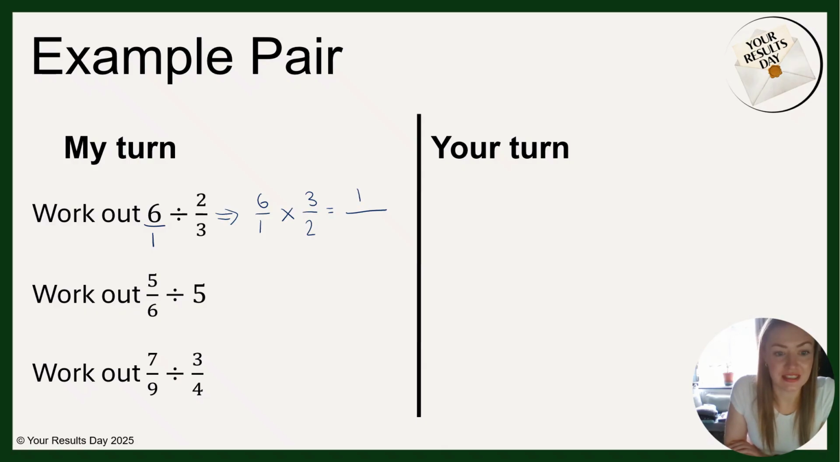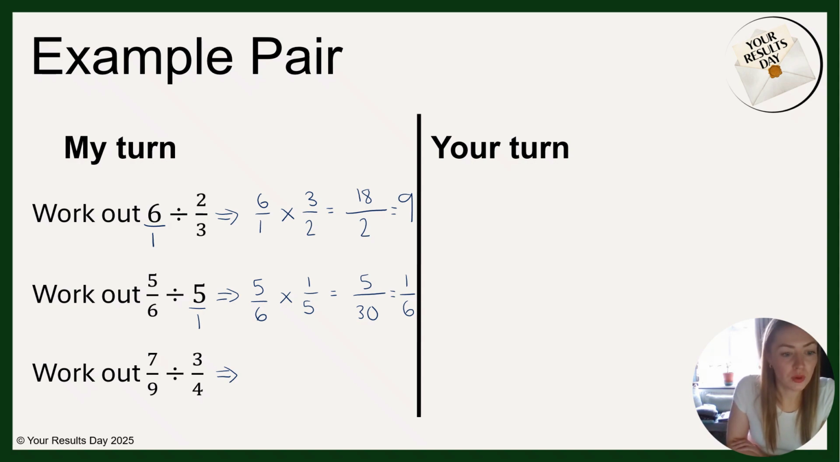6 times 3 is 18, 1 times 2 is 2. And we can simplify this. In fact, this one will get us a whole number because 18 divided by 2 is 9. For our next one, just a reminder that that whole number 5 is the same as 5 over 1. So if we rewrite this question, first fraction stays the same, it becomes a times, and we flip this second one upside down, so it becomes 1 over 5. 5 times 1 is 5. 6 times 5 is 30. And this one can also be simplified. They're both divisible by 5. 5 divided by 5 is 1. 30 divided by 5 is 6. So it equals 1/6.